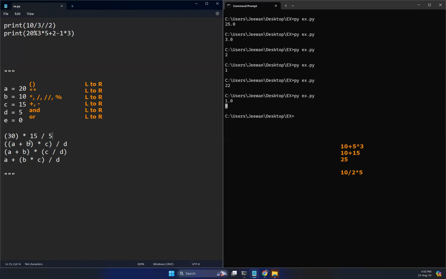Then again we have A plus B inside the brackets, therefore 30. Then thereafter 30 multiplied by 15. What is 30 multiplied by 15? 450. Then it has to be 450. 450 divided by C means 15. How you get the answer for the second one?